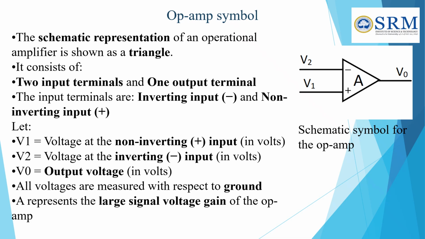All these voltages are measured with respect to ground. The symbol A represents the voltage gain of the op-amp, which is typically very large. Usually, the op-amp is represented using a triangular symbol as shown in this figure.